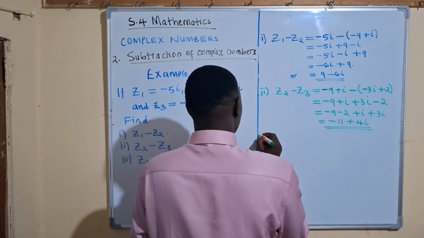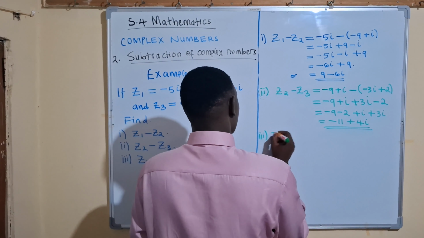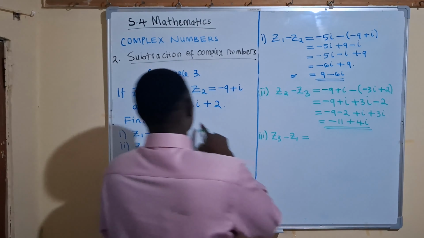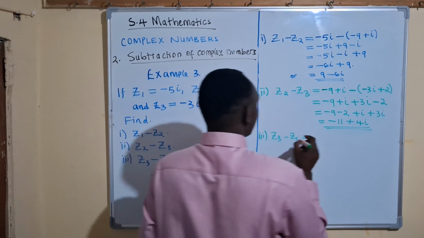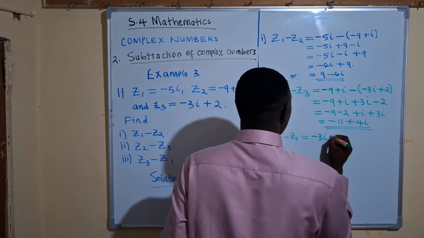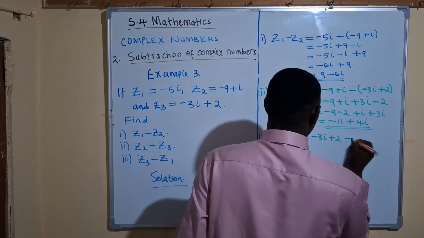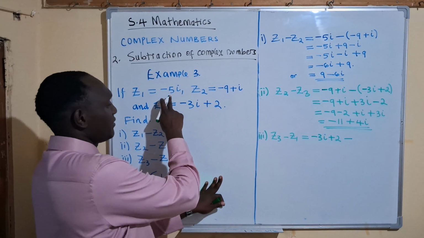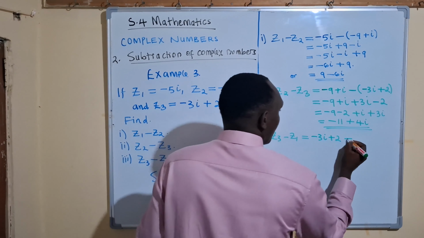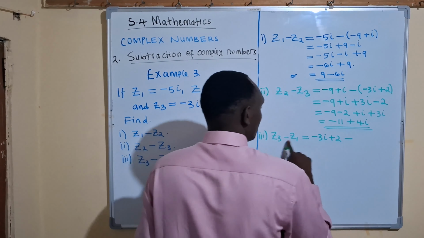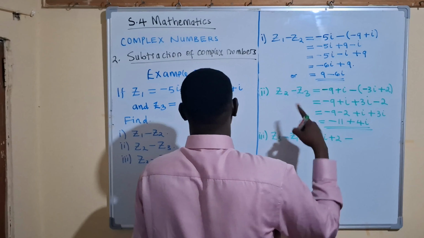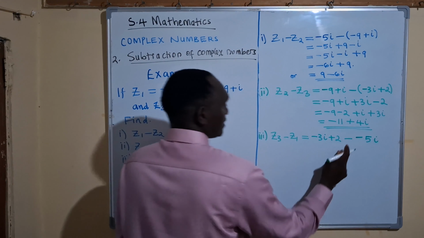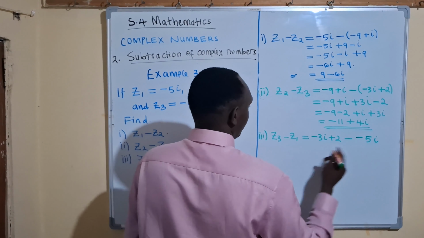And the last part, which tells us Z3 minus Z1 equals, what is Z3? Z3 is negative 3i plus 2, minus, we are subtracting away Z1. What is Z1? Negative 5i. So we say minus of the question, and the value is negative 5i. So we say minus negative 5i.